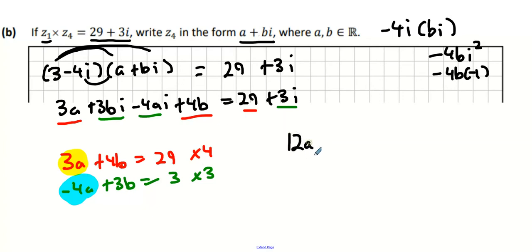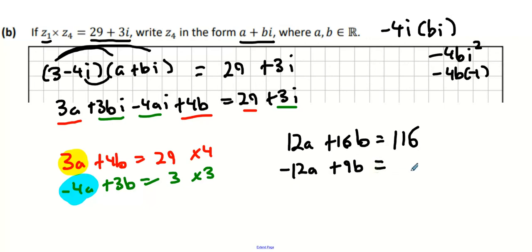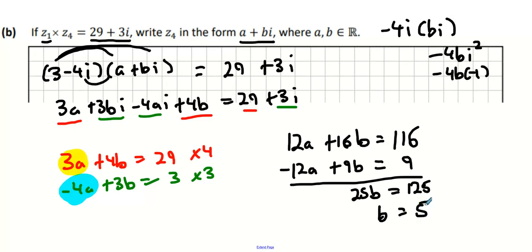We're going to get 12a plus 16b equals 4 times 29, 116. And then the other one is minus 12a plus 9b equals 9. Adding them, 25b equals 125, and b will equal 5.